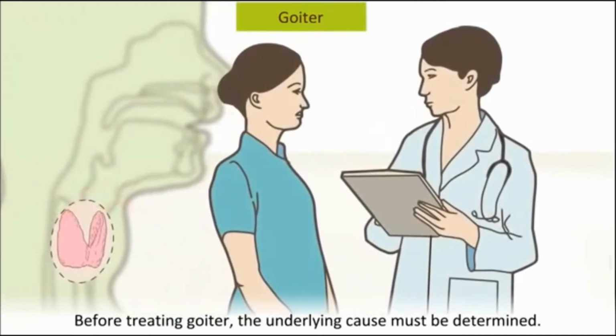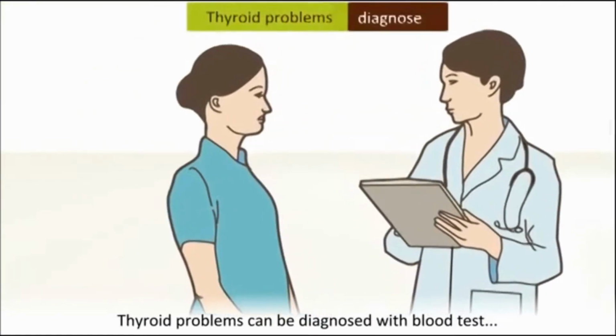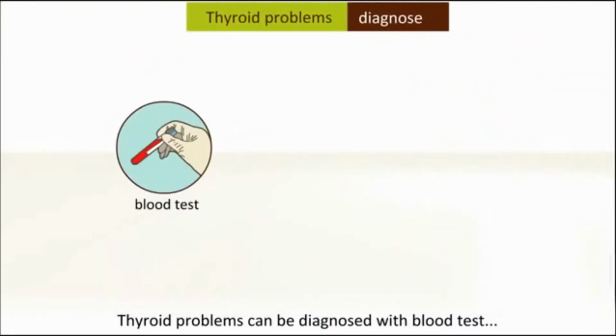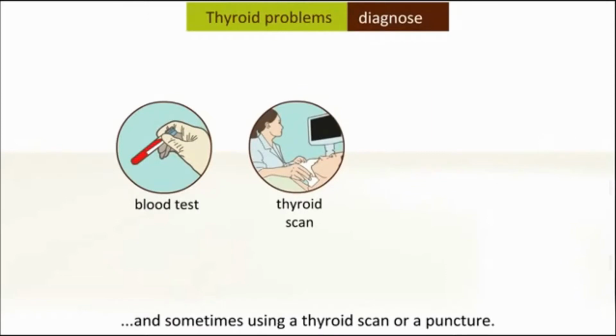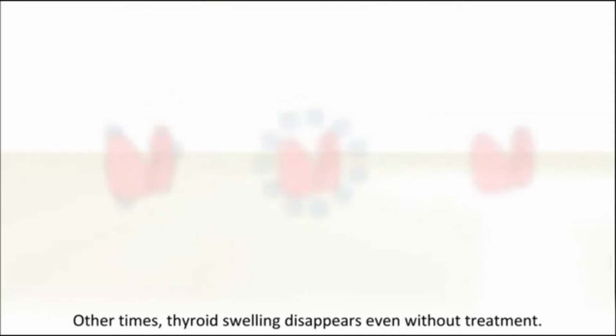Before treating goitres, underlying causes must be determined. Thyroid problems can be diagnosed with blood tests and sometimes using thyroid scan or puncture. Other times, thyroid swelling disappears even without treatment.